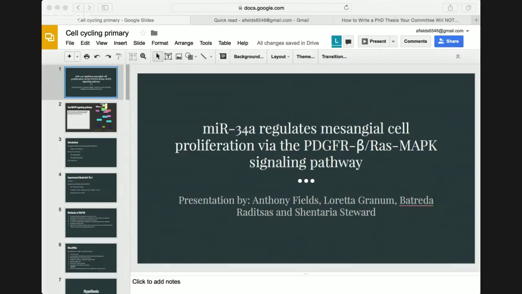2016 group. And today we'll be presenting you a paper on the cell cycle. The name of our paper is MIR 34A, and its regulation on mesangial cells proliferation via the platelet-derived growth factor receptor beta and RAS-MAP kinase signaling pathway. I'm Anthony Fields, and I'm along here with my colleagues, and we'll be going through our presentation.